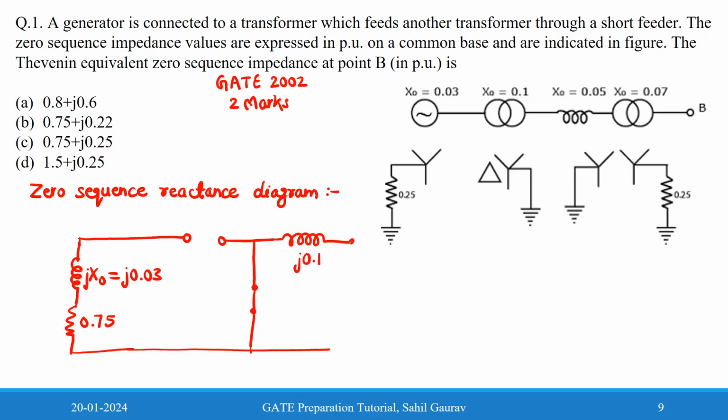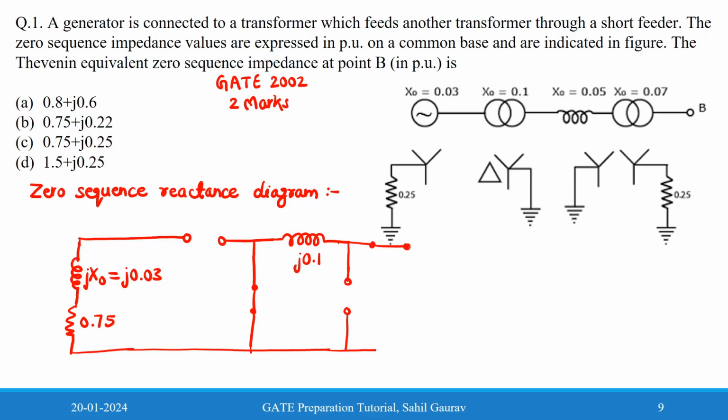Now the secondary side is a delta connection, so the series will be closed and the shunt connection will be open. Sorry, the secondary side is a star with grounded condition, so the series will be closed and the shunt will be open.